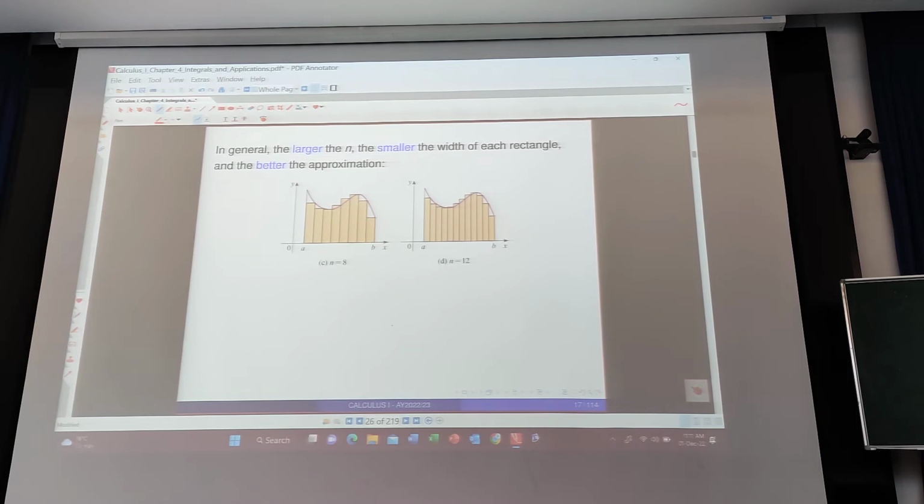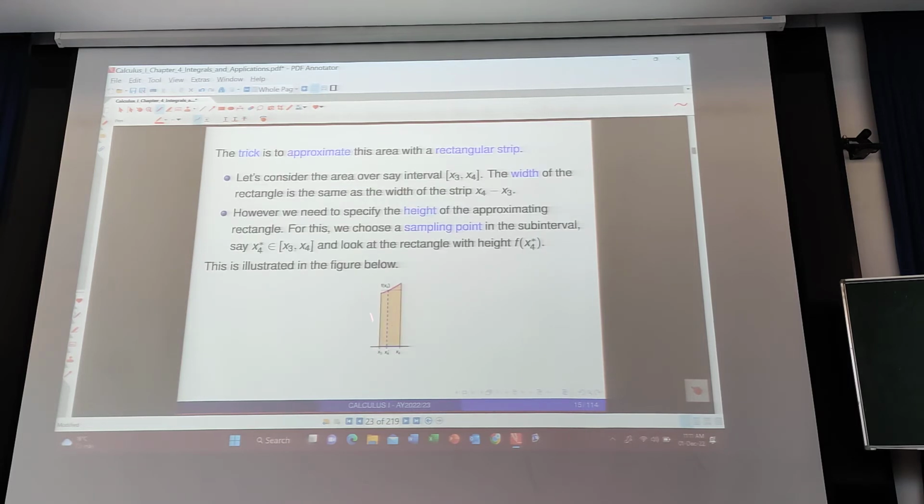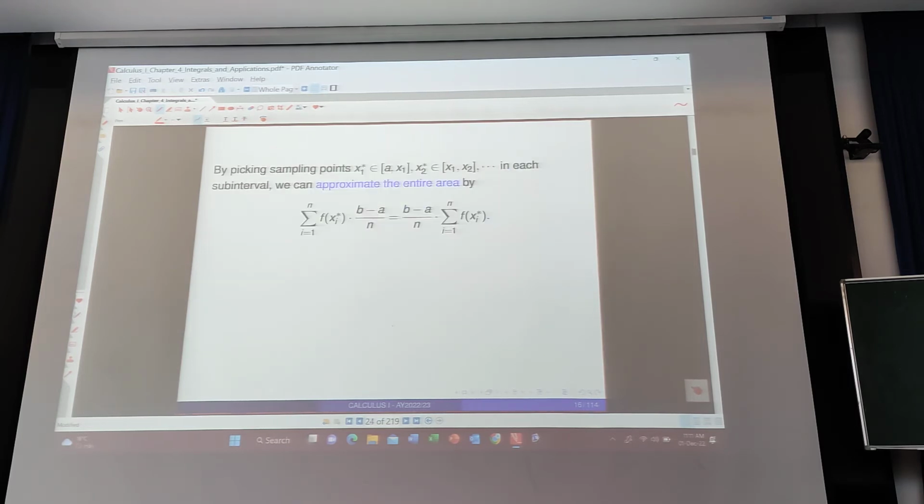And how about the area of each strip? This part, the width, is the same: B minus A over N. Right? The width, what is different? The only difference is the height. So the heights will be f(x1 star), f(x2 star), f(xn star).